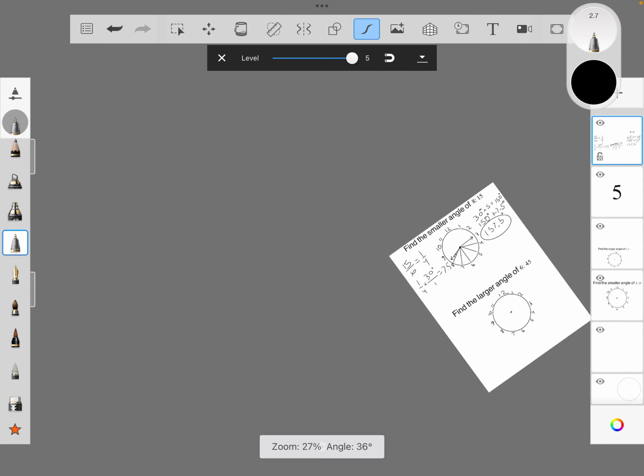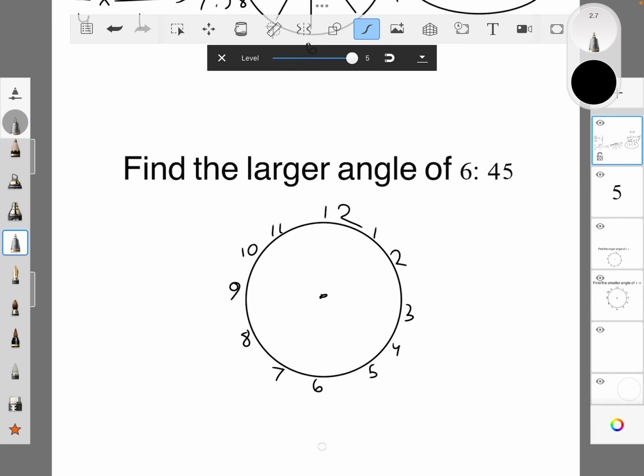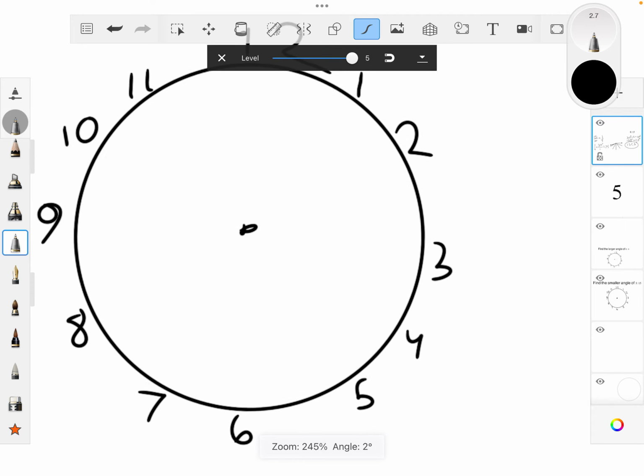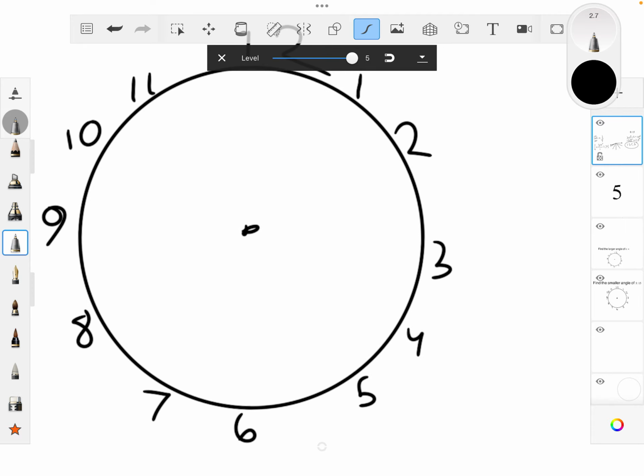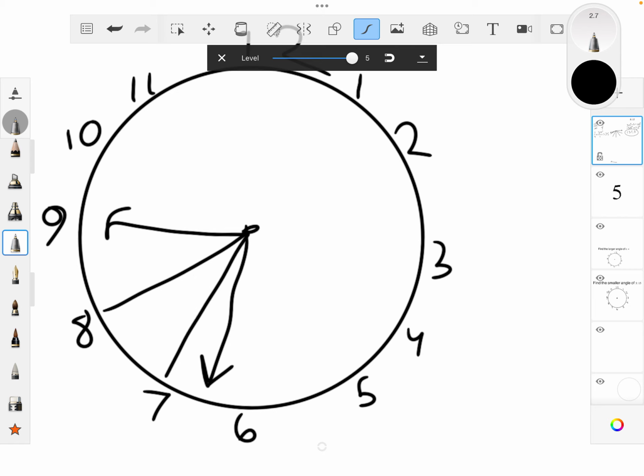Okay, so now let's find the angle formed by 6:45. That would mean that the minute hand is at 45, and the hour hand would be somewhere in between 6 and 7. So this is 30 degrees, and this is 30 degrees. Now we just have to find the place in between here.